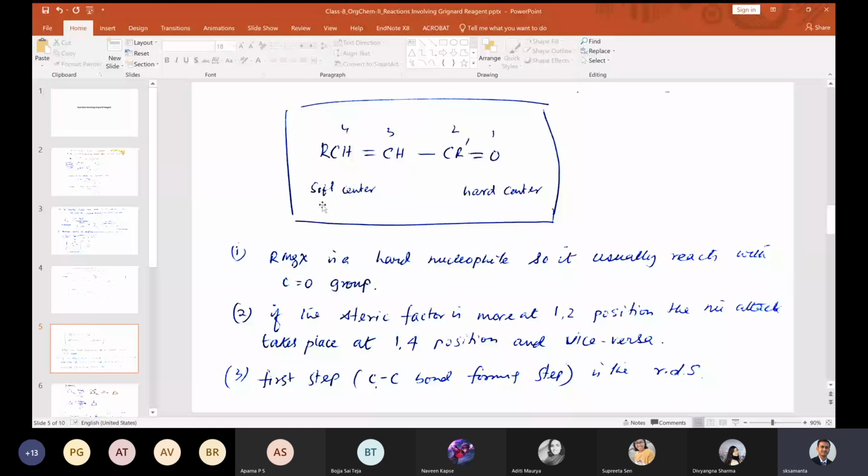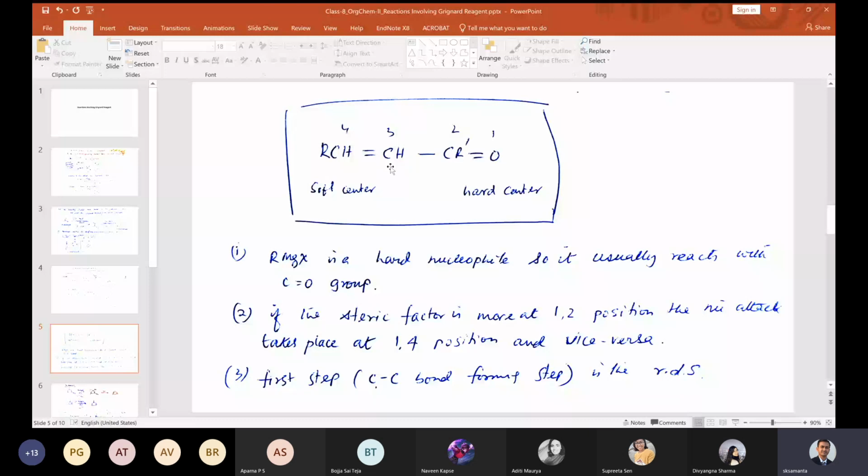Now there is point number 1. Number 1 point says RMgX is a hard nucleophile, so it usually reacts with the C=O group. So 1,2 addition will take place in the case of RMgX. Now, number 2: if the steric factor is more at the 1,2 position, let's say this R prime group is a bulky group, or this H is replaced with another bulky group, then this carbon center becomes sterically congested, and the 1,2 position will not be very suitable. In that case, 1,4 addition will take place.